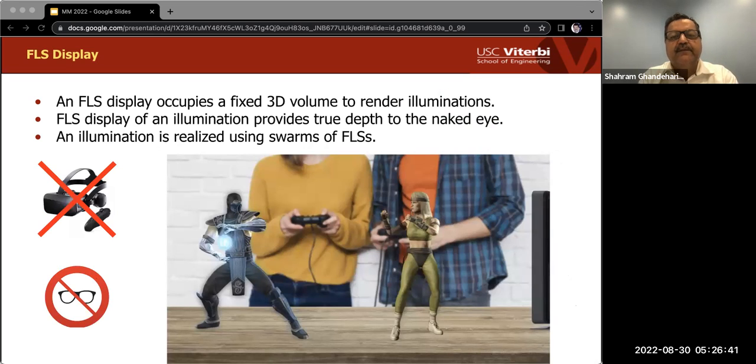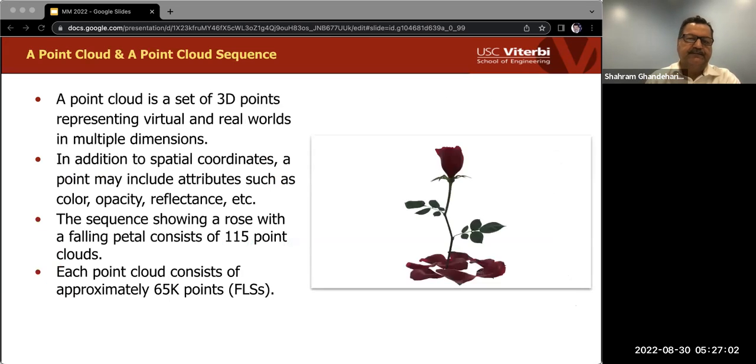An FLS display may use a large number of FLSs to render an illumination in a fixed 3D volume. These illuminations provide true depth without requiring the users to wear virtual reality headsets or glasses. They are realized using swarms of FLSs. An FLS display either renders a point cloud or a point cloud sequence.